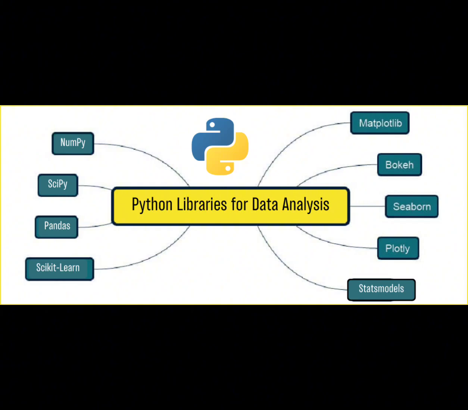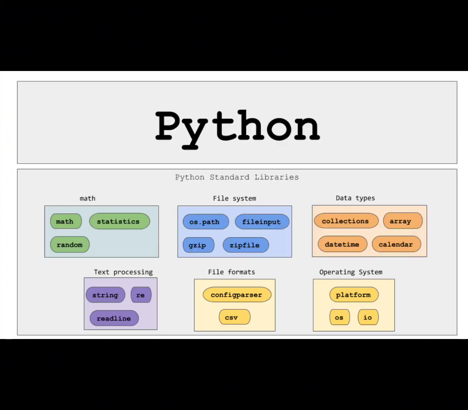Scikit-learn. Key features: supervised learning, classification, regression, unsupervised learning, clustering, model selection and evaluation, pre-processing data, data cleaning and transformation.